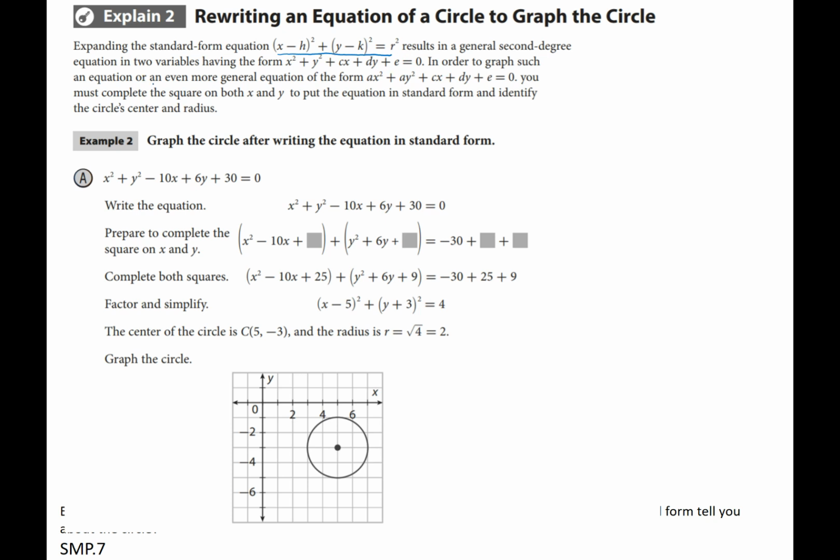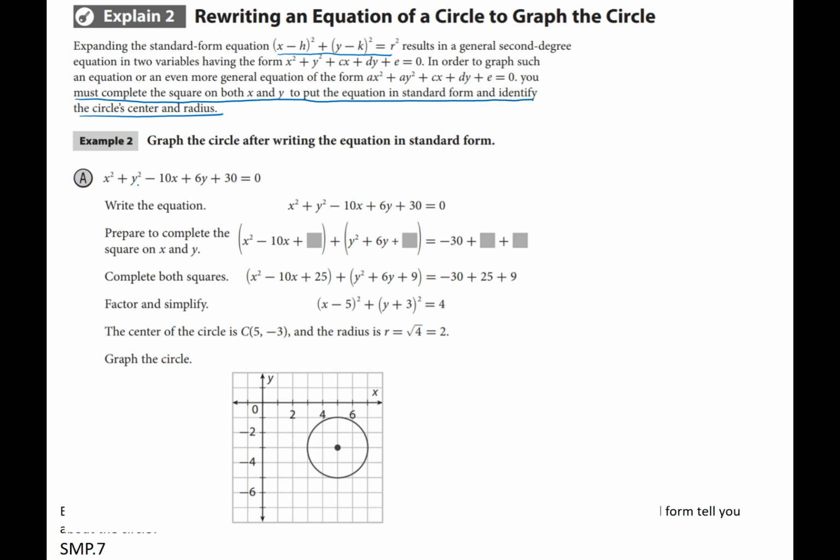In order to graph such an equation, or in even more general form, the ax squared plus ay squared plus cx plus d plus e equals 0, you must complete the square on both the x and the y to put the equation in standard form and identify the circle's center and radius. Okay, that's a really important sentence. You must complete the square on both x and y to put standard form and identify the circle's center and radius. So if we're going to graph it, we need to have the two things, the center and the radius. And then in order to get it into that form to identify the center and the radius, we have to complete the square on both the x and the y.